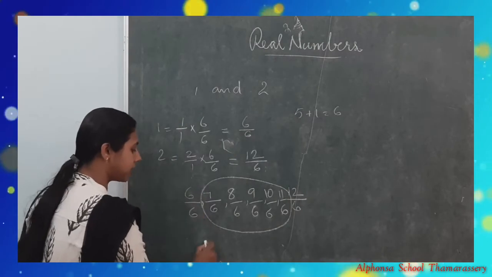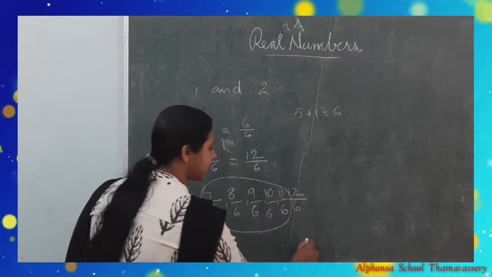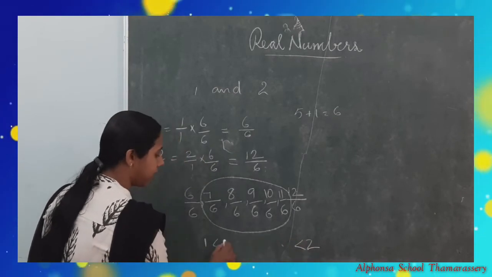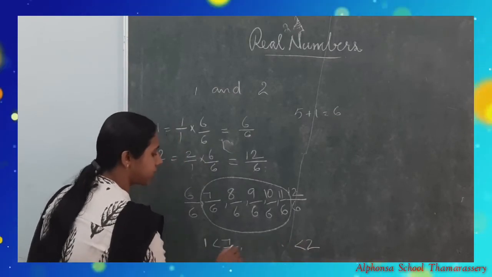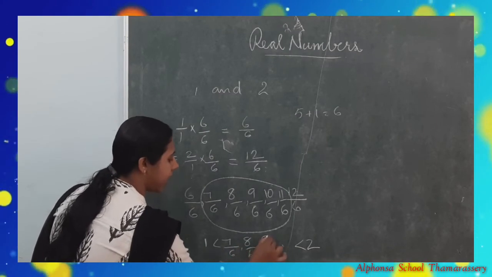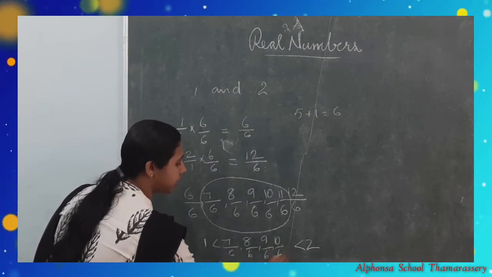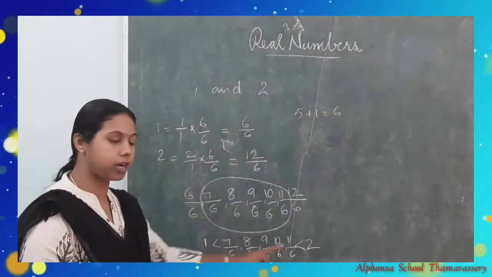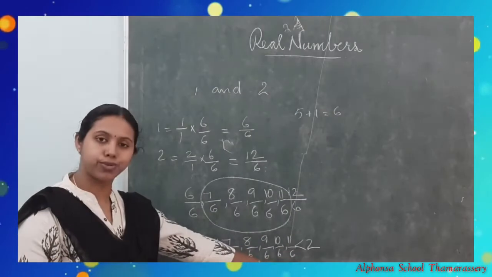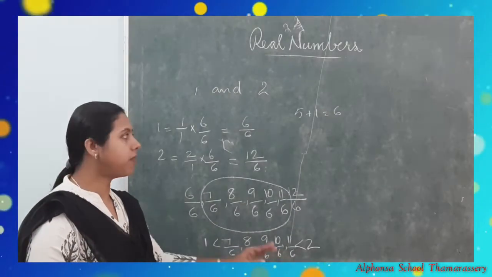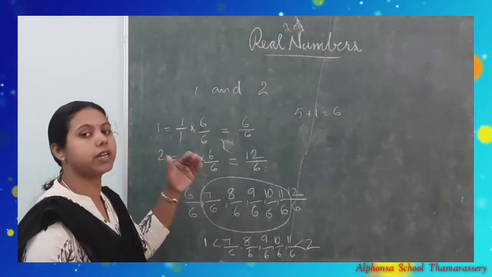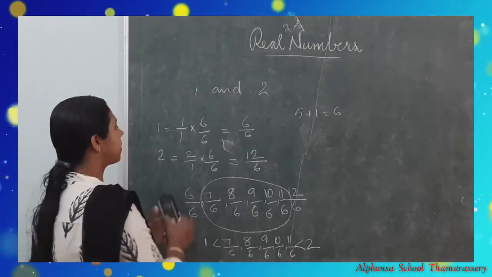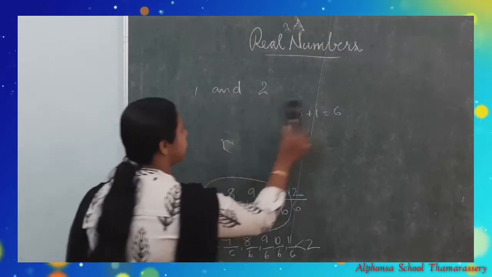We know 6 by 6 is 1. 12 by 6 is 2. So between 1 and 2 there are 7 by 6, 8 by 6, 9 by 6, 10 by 6 and 11 by 6. There are 5 rational numbers we got between 1 and 2. Same way, if you multiply with more than 6, you will get more numbers between 1 and 2. Let's see. Suppose you are multiplying by more than 6.